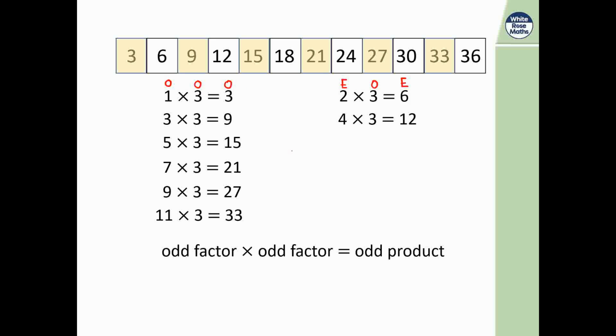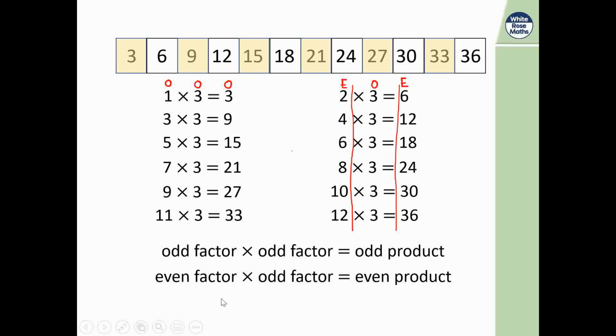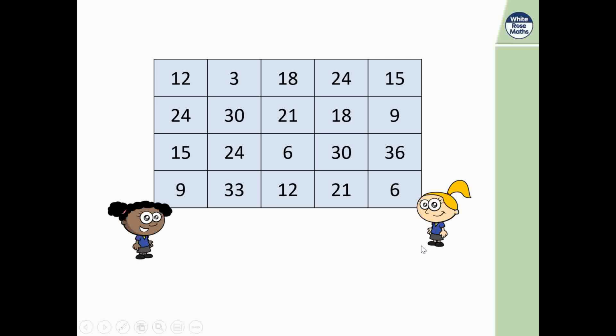So 4 is an even number times 3 equals 12. 12 is an even number. Same for 6 times 3, 8 times 3, 10 times 3, and 12 times 3. So all of these are even numbers. Okay, all of these are odd numbers. Well, they're all the same. They're all 3. And all of these are even numbers. Okay, whereas all of these are odd numbers. Even factor times odd factor equals even product. So an even number times an odd number equals an even number. Okay, you just have to get rid of these words to understand.